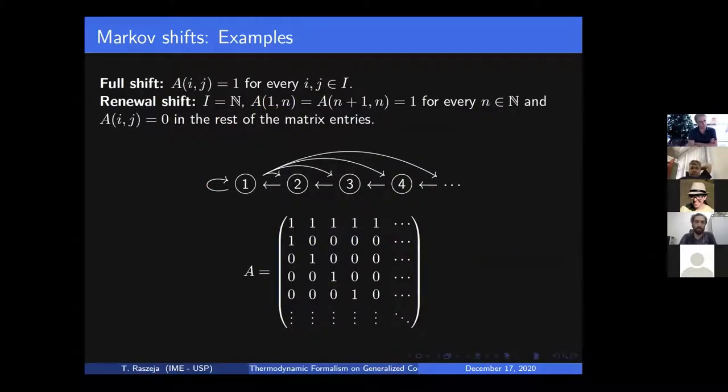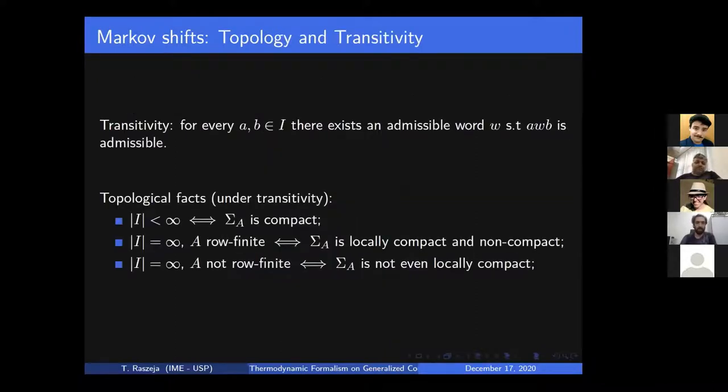And these are the main examples, I believe, in the theory. In particular, the Renault shift would play a crucial role in the talk. And this is the symbolic graph allowed by the matrix entries. If it's one, you are allowed to change. If it's zero, you cannot do that. And for the whole talk, we'll be assuming that the matrix is transitive.